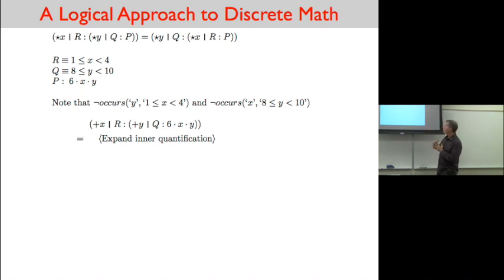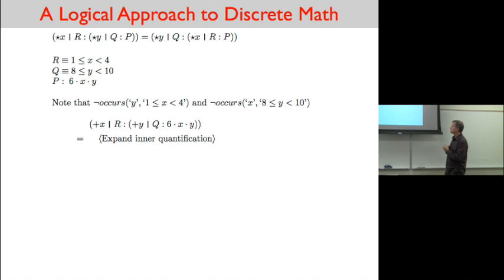Now, does everybody see that y does not occur in 1 less than or equal to x less than 4? Are you with me? And also x does not occur in 8 less than or equal to 9 less than 10, right? So our provisos hold, so we can do interchange of dummies. Now let's do an example, okay?